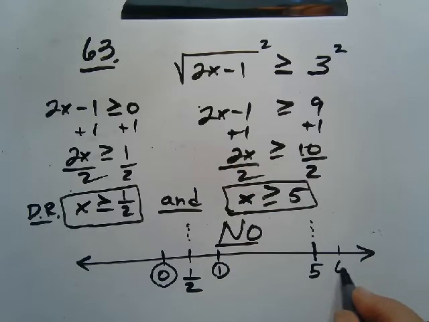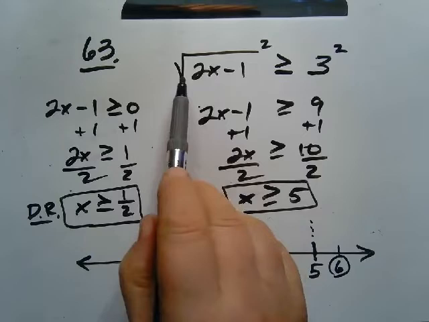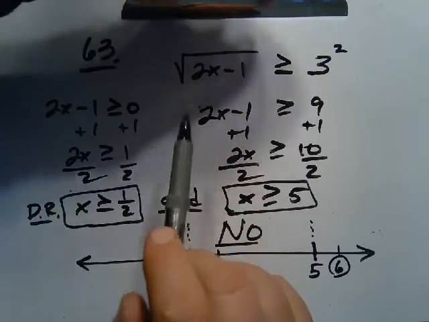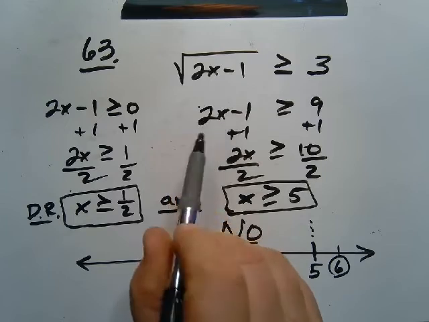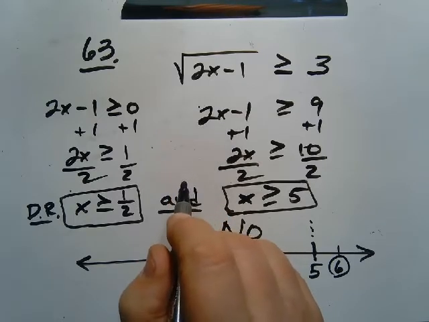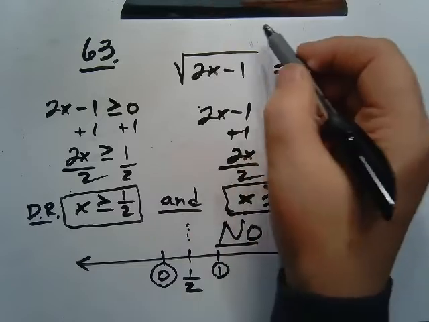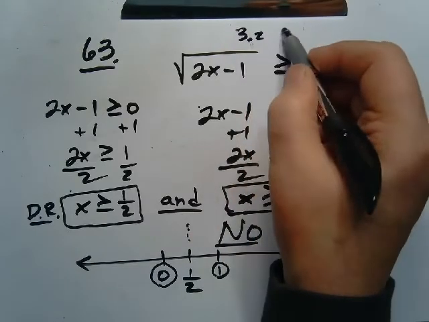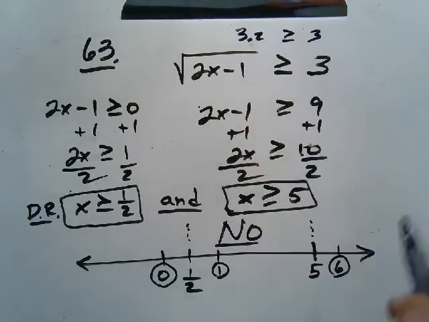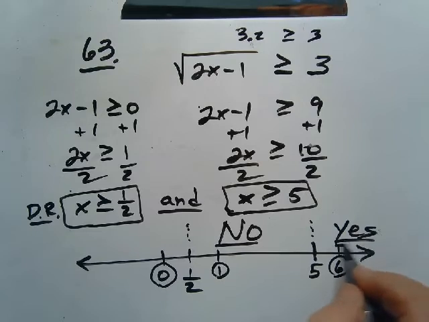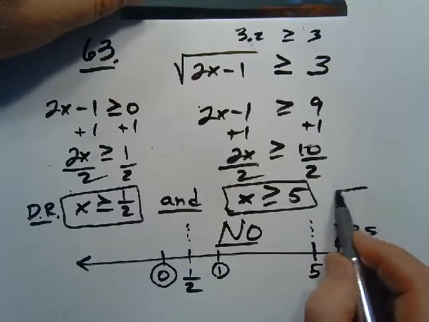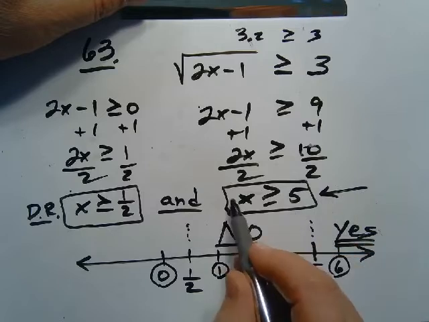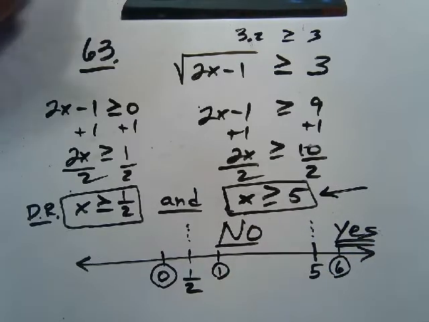Let's pick another number, say 6. 2 times 6 is 12. 12 minus 1 is 11. The square root of 11 is more than 3. The square root of 9 would be 3, so it's about 3.2. And 3.2 is greater than or equal to 3, so this is a yes. So our final answer here has to be x is greater than or equal to 5. This is our answer because both of these have to be true.